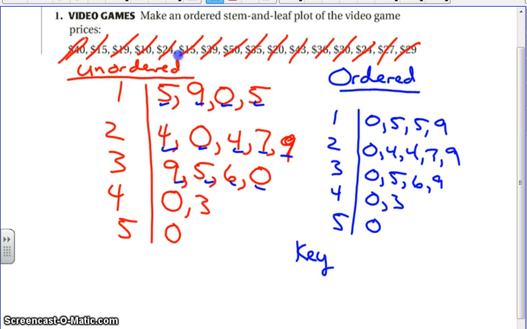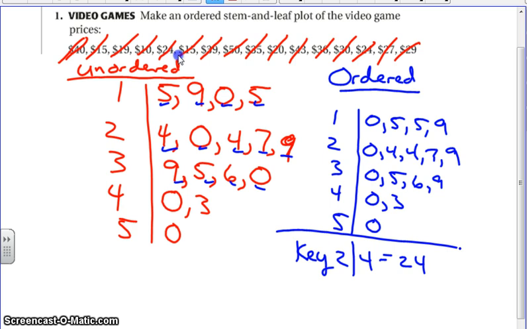Okay, so we could say this, 2 with the trunk and 4 equals 24. So there is a key if somebody doesn't understand what's going on with this stimuli. Okay? Good. Now that we have them in order, we can find some other statistical information from this.